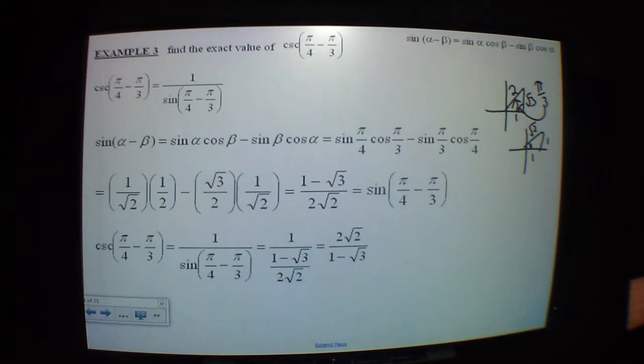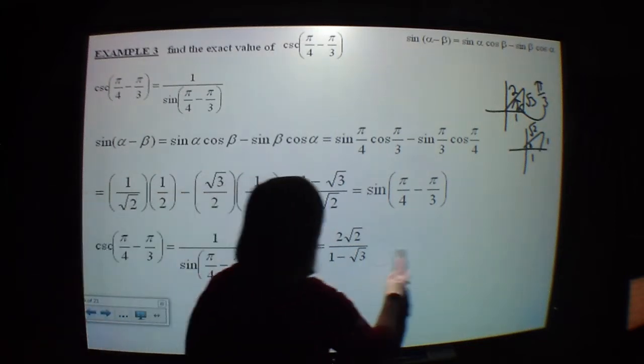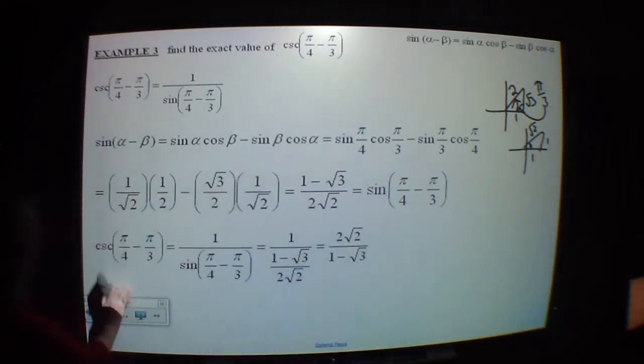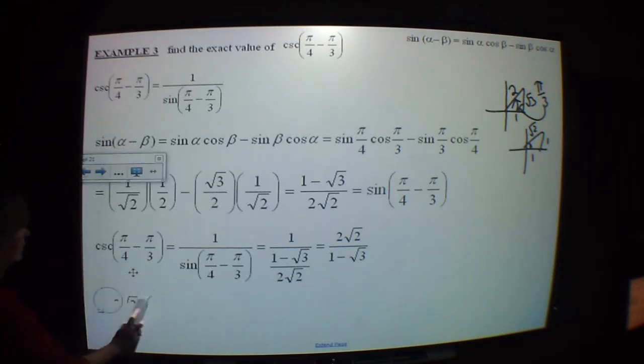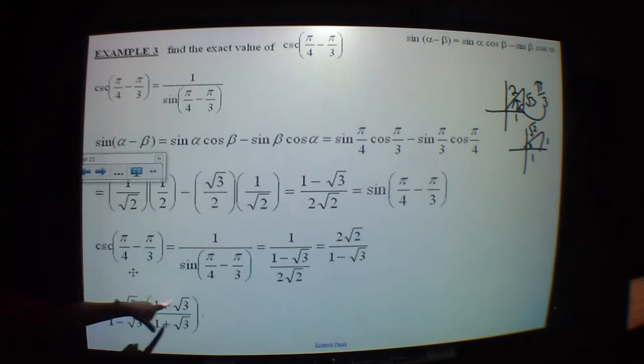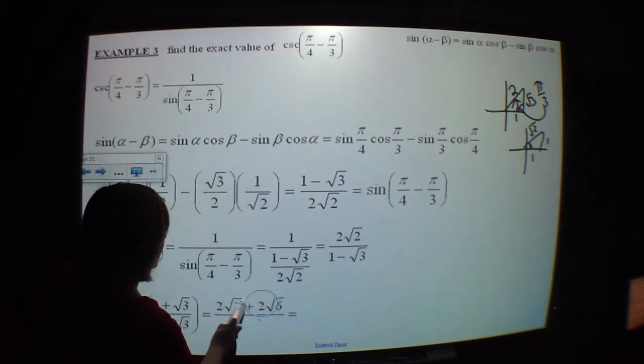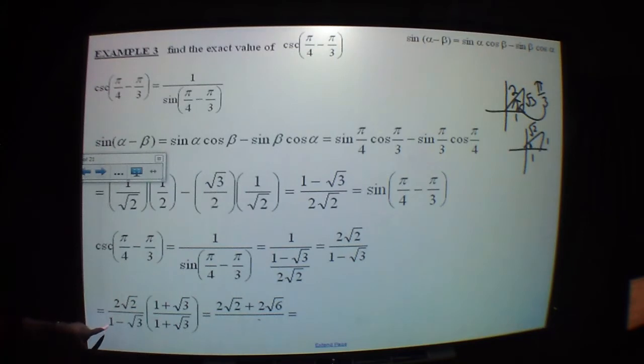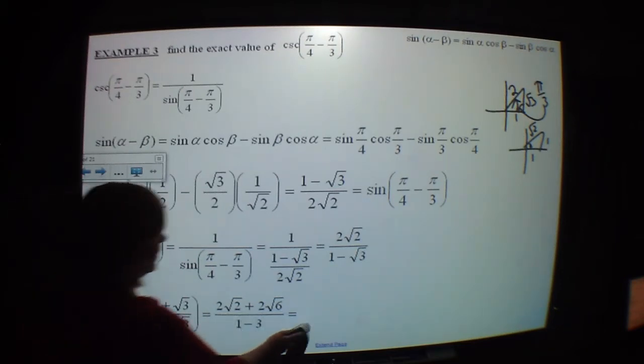Now let's get the radical out of the bottom, so I'd multiply top and bottom by the conjugate of the denominator, so 1 plus radical 3 on top and bottom. And let's keep multiplying. 2 radical 2 plus 2 radical 6 on the top. Over, when I FOIL it, I have 1. Outer and inner cancel out. Minus 3. So 1 minus 3 on the bottom. 1 minus 3 is negative 2 on the bottom.